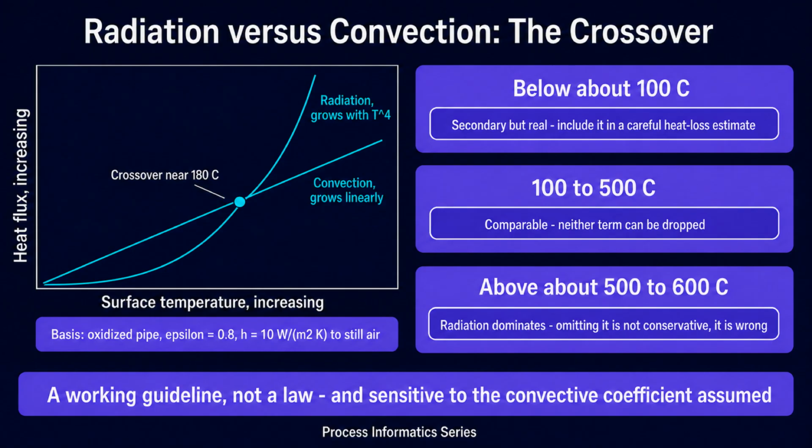That supports a working guideline, a habit of thought rather than a law, and it is sensitive to the convective coefficient assumed. Below about 100 degrees Celsius, radiation is secondary but real. From 100 to 500 it is comparable, and neither term can be dropped. Above about 500 to 600, radiation dominates.